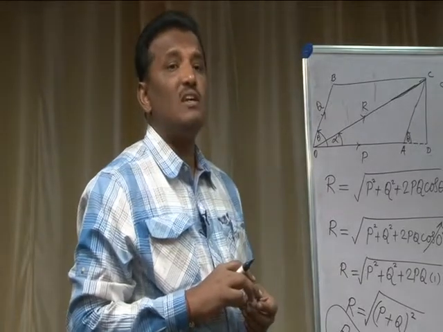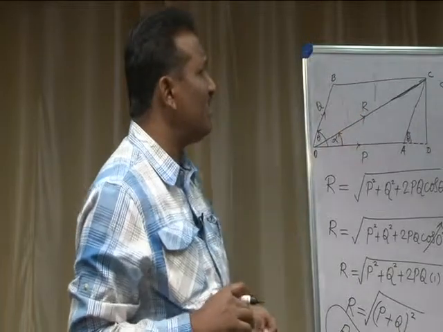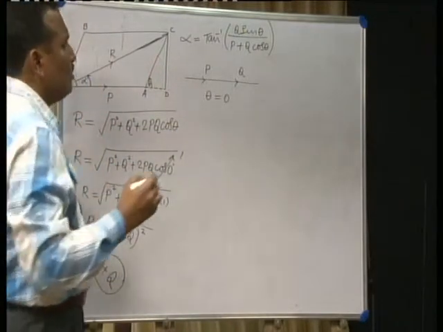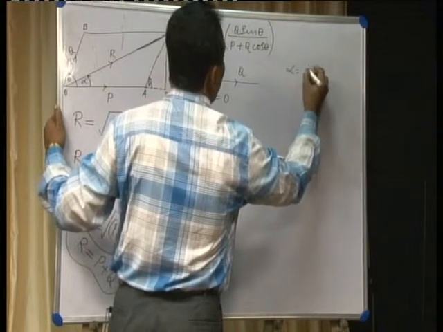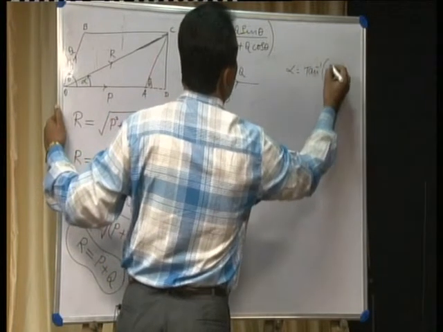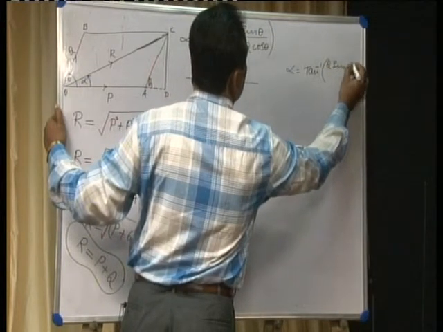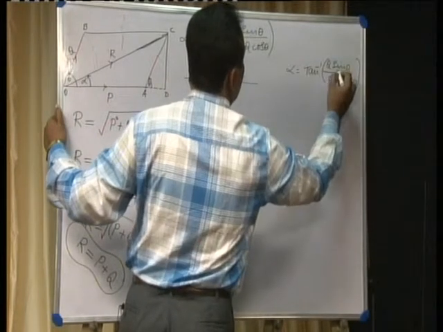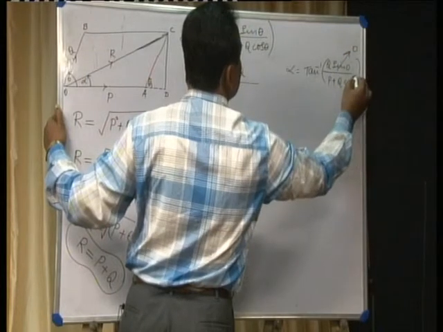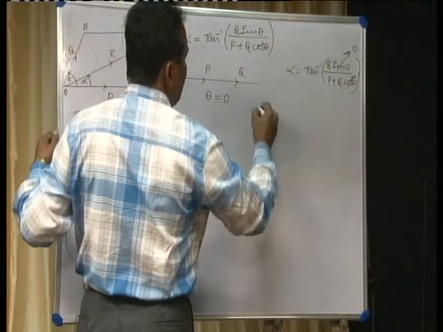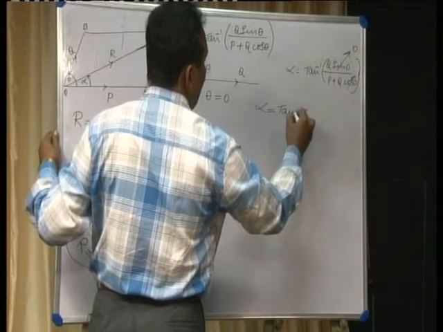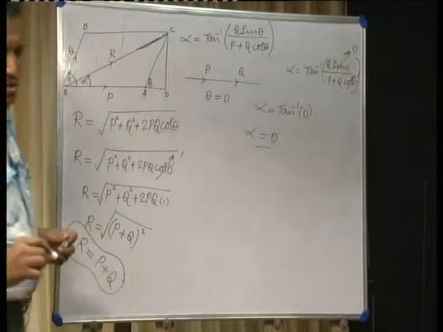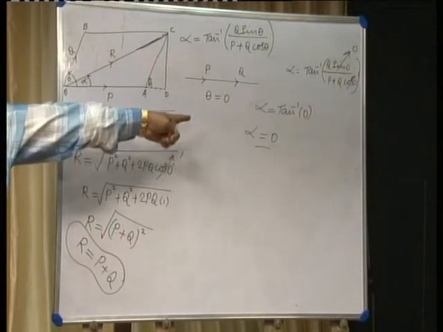Then, in which direction does the resultant act? To find the direction of the resultant, in this expression, wherever theta is there, you simply write 0. So, alpha is equal to tan inverse of Q into sine 0 divided by P plus Q into cos 0. We know that numerically sine 0 is equal to 0 and cos 0 is equal to 1. But 0 divided by anything is 0. Therefore, alpha is equal to tan inverse of 0. We also know tan inverse of 0 is simply 0. So, this gives the direction of the resultant.